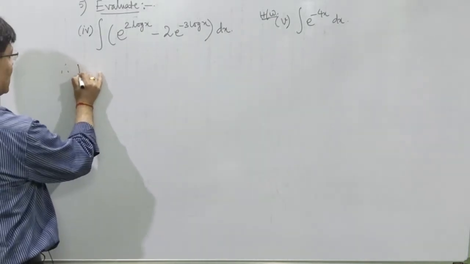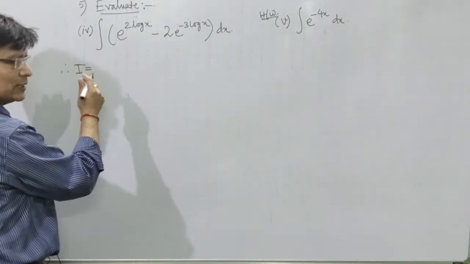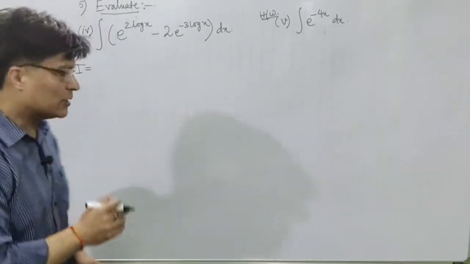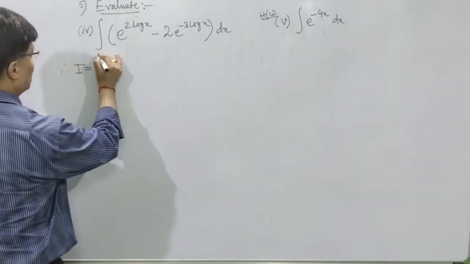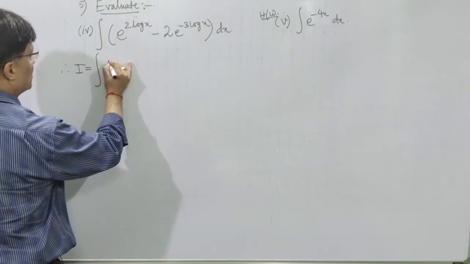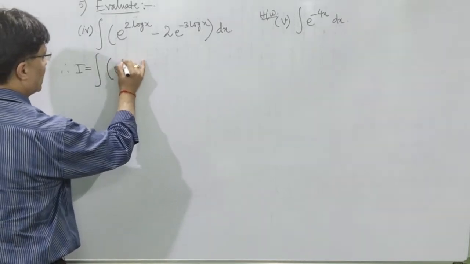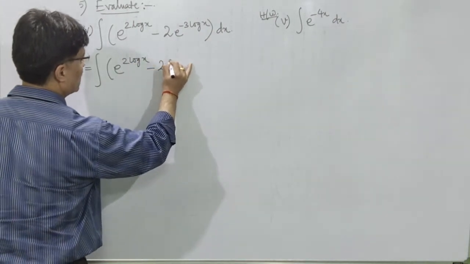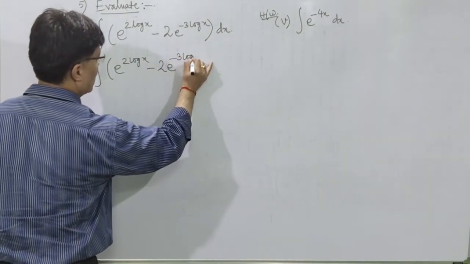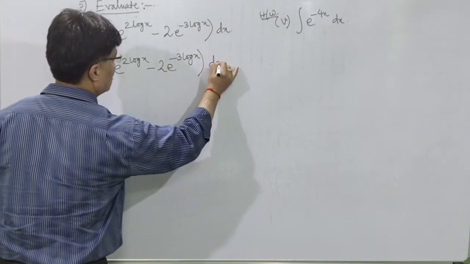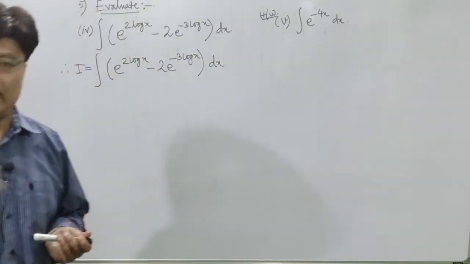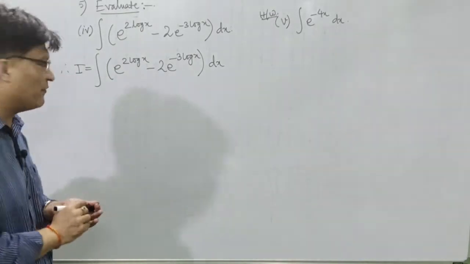So let us write, you always write I is equal to, that is the function which is to be integrated is known as integrand. Let us write capital I is equal to, that means we are integrating. Capital I is equal to integration of within bracket e to the power 2 log x minus 2 e to the power minus 3 log x bracket close dx. Okay. So here also you cannot directly integrate it. You have to simplify it.